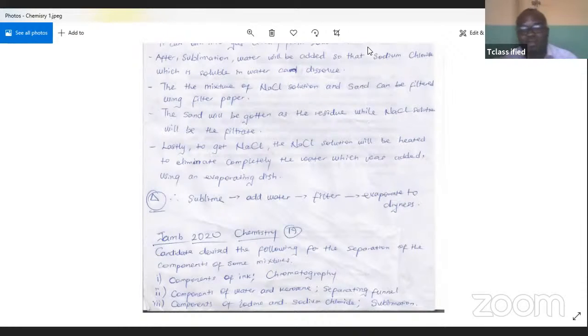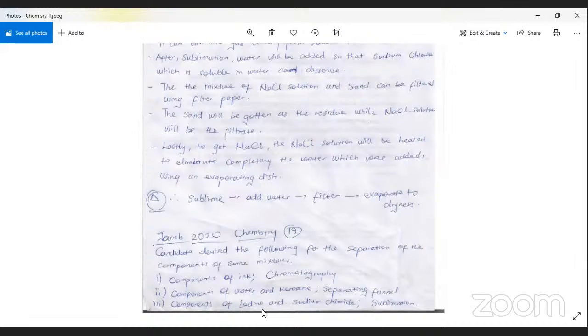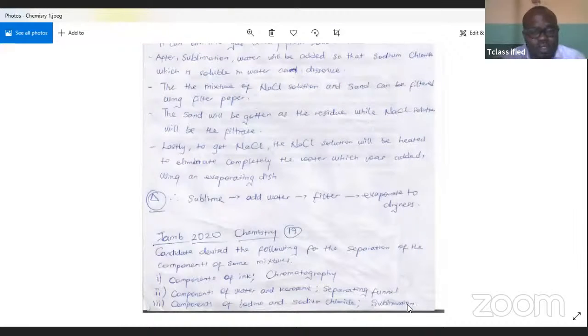But if the liquids are miscible, and their boiling points are very close, you have to use fractional distillation. Now, how do you separate iodine from sodium chloride? This is what we looked at in the first example, isn't it? So you use what? Sublimation. Then why are we using sublimation? Can you tell me why we use sublimation?